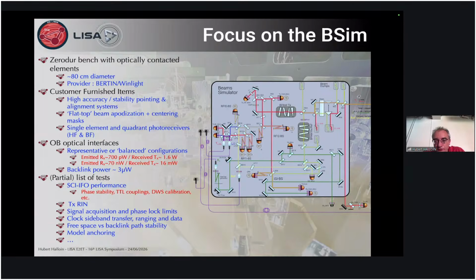And of course, as I stated before, all the data recorded with this beam simulator shall allow us to anchor the model, the performance model of the optical bench, and then extrapolate it to the operation in orbit.